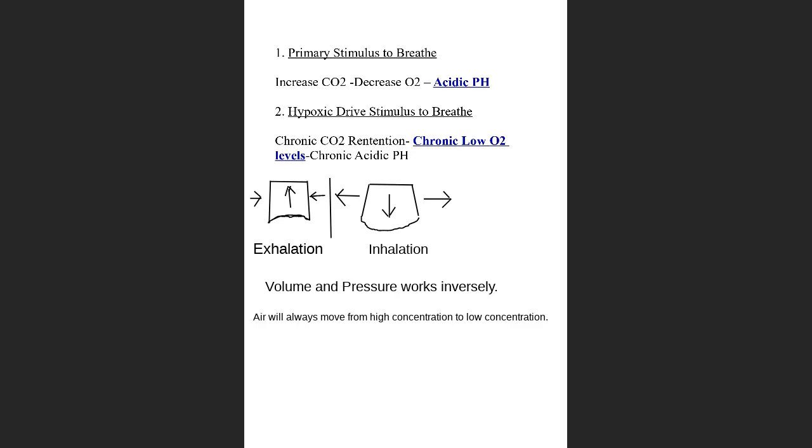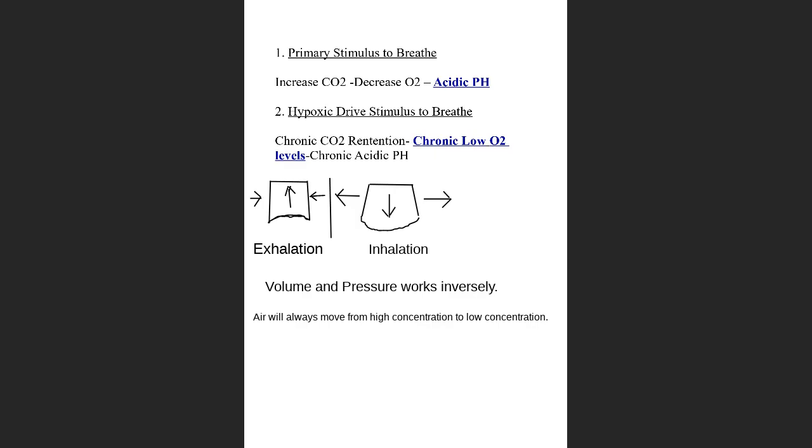Right? So the breathing rate is going to increase to breathe off the CO2 to get the pH to a level that the body can function effectively at, which would be 7.35 to 7.45. So that's the primary stimulus to breathe.